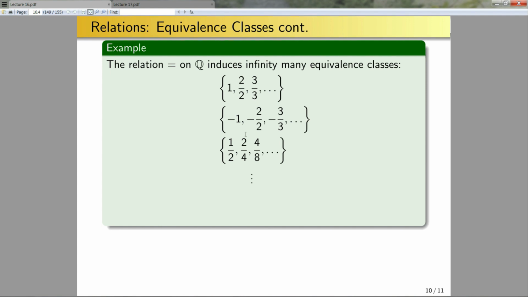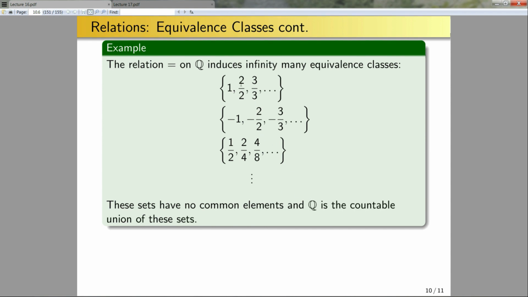So this process goes on forever. I have infinitely many distinct fractions. Therefore, there are going to be infinitely many of these equivalence classes. It's pretty easy to see. For instance, just consider fractions of the form 1 over n. And then notice that these sets have no common elements. Again, they can't, because if they had a common element, then they have to be the same set. And Q is going to be the countable union of these sets. So why do I need countable union? Well, this is going to be countably infinite.